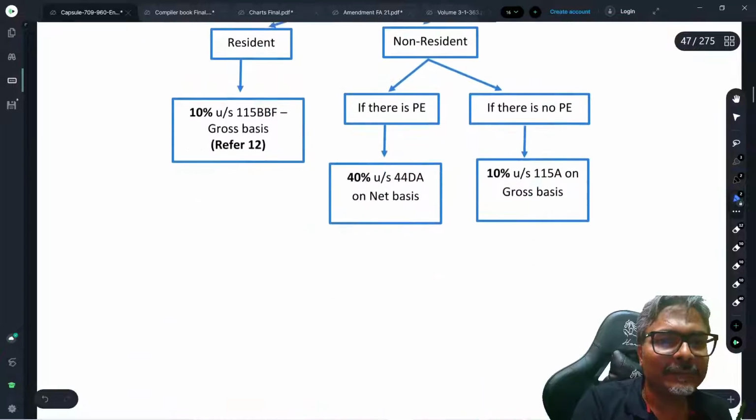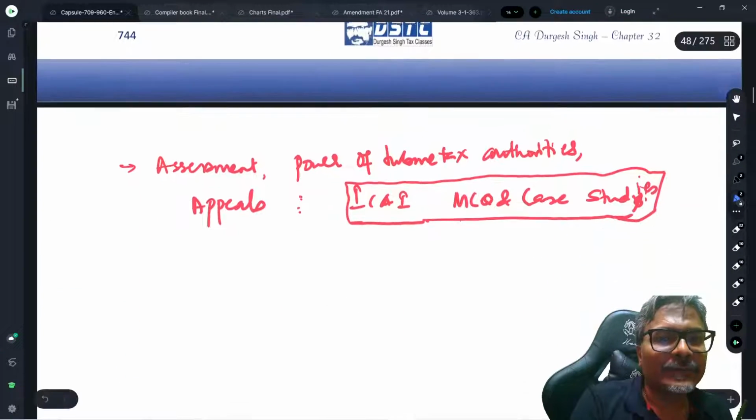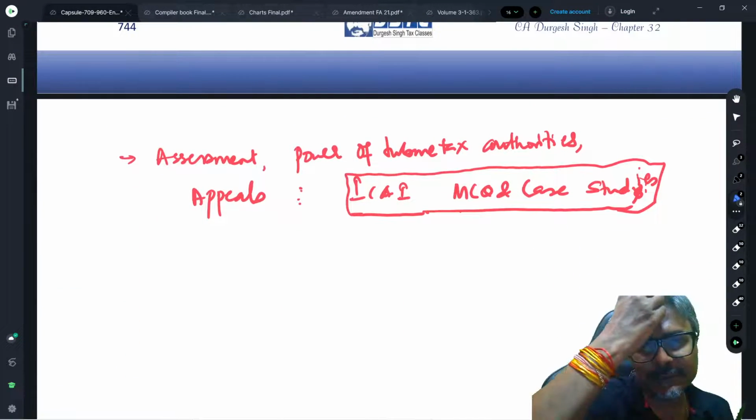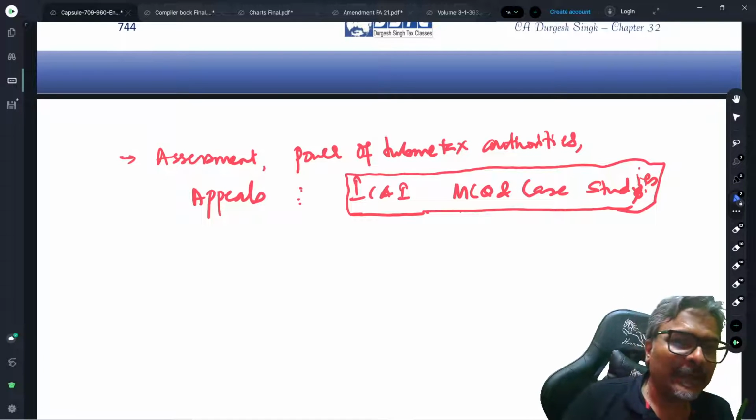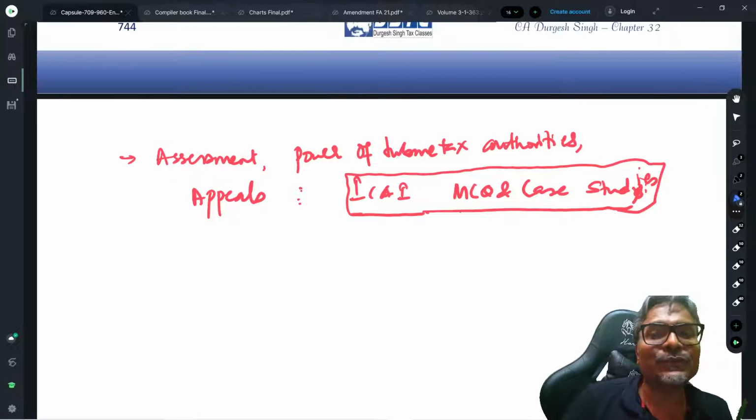Thereafter, a set of two topics are there, 72A and 79. And finally, students, assessment, powers of income tax authorities and appeals. ICAI MCQs and the case studies must be done.